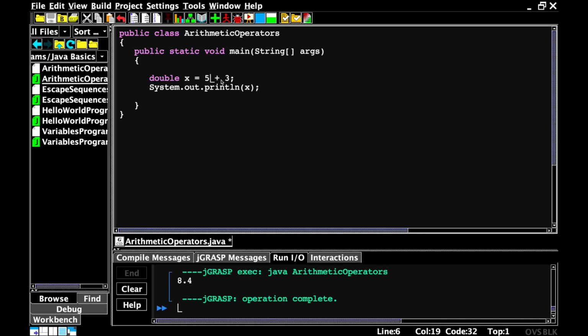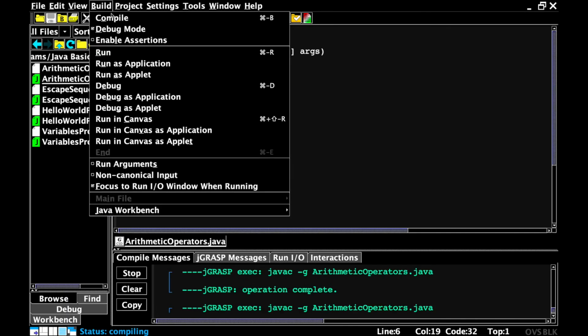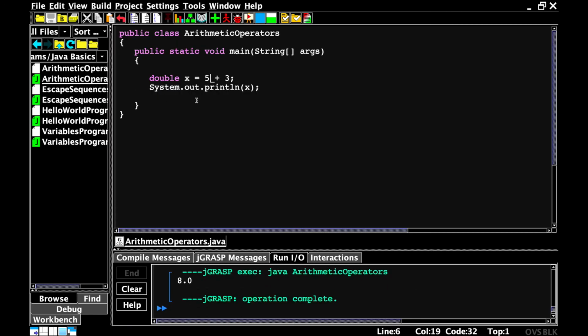Even if we have both integers, it should compile and print out 8.0 because we're not really going through a lossy conversion. A double is just a more advanced version of an integer. So every integer can technically be made into a double, but not every double can be made into an integer without losing some data. If that doesn't make sense, let me give you an example, right?